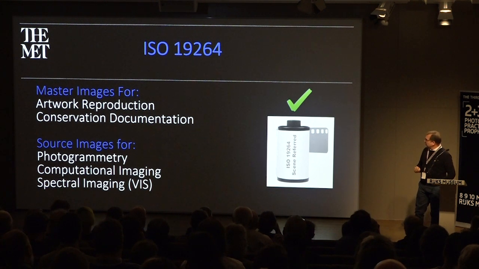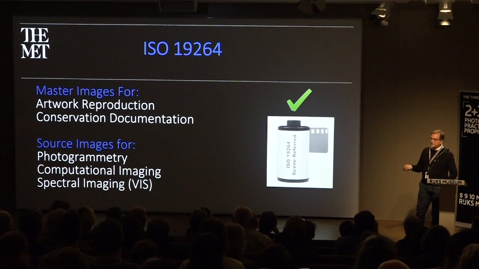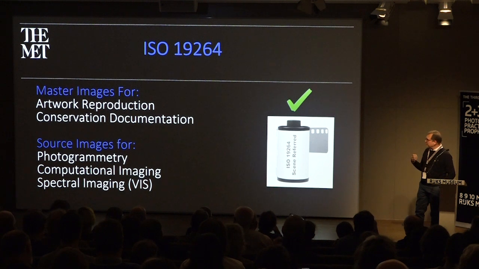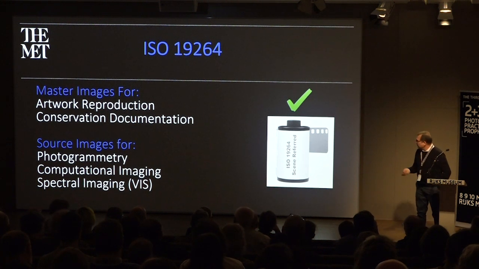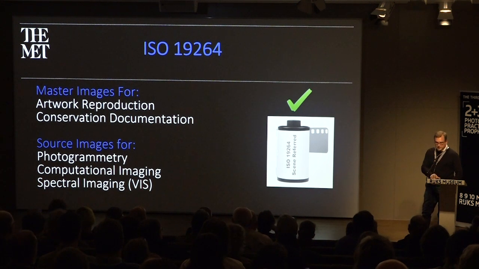And then for the new thing that we're seeing is using these validated images as the source of the photogrammetry. It really helps with reflective objects. It helps accurately render, of course, for computational imaging, and as the basis of the visible part of this spectral imaging that people are doing.